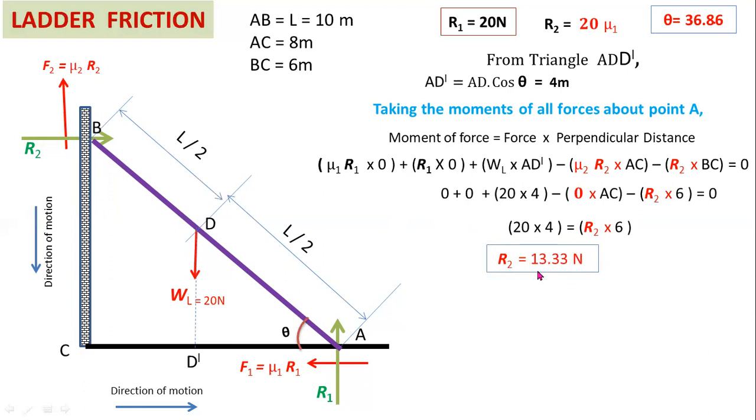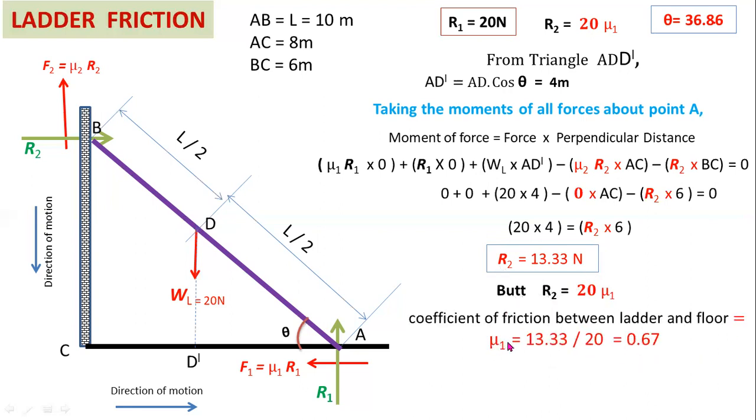After getting the reaction force, you have to substitute this R2 value in this equation. Now you will get the value of coefficient of friction mu1. Mu1 equal to R2 by 20, R2 equal to 13.33 divided by 20 equal to 0.67. This is the value of coefficient of friction between the floor and ladder.